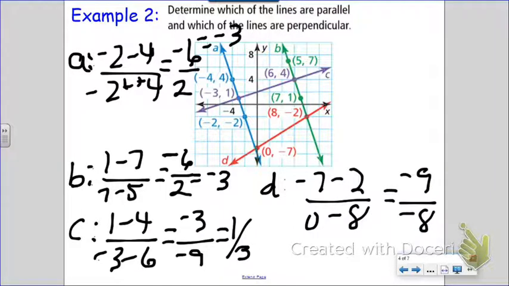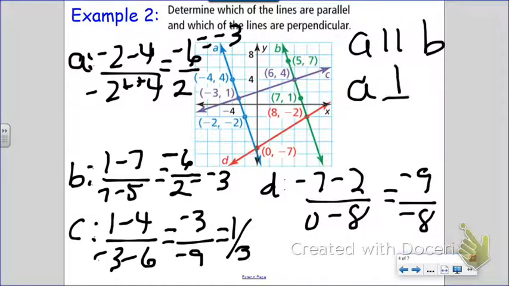Now we're looking for same slopes. So A is parallel to B. They have the same slope. We're looking for slopes that are opposite reciprocals. That would mean A is perpendicular to C and B is perpendicular to C.